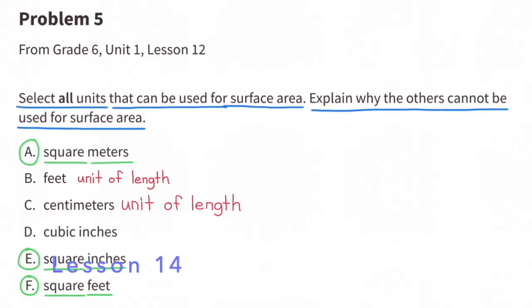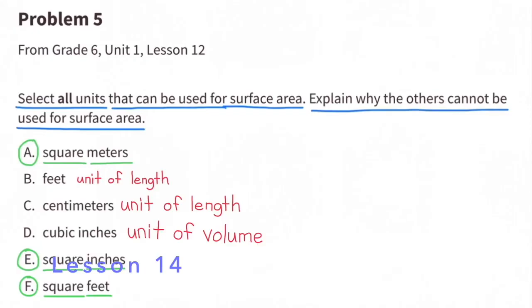C, centimeters. That's also a unit of length and can't be used for surface area because length is only one dimension. And D, cubic inches. That's a unit of volume and cannot be used for surface area. Volume measures the amount of space that a substance or an object occupies. For example, a container. Volume has three dimensions: base times height times length.